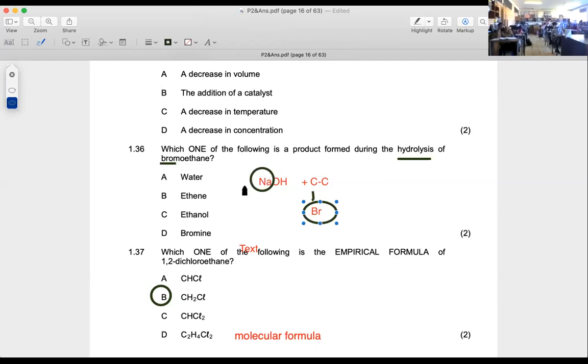So what is the obvious thing that's going to happen? Na and Br are going to get together, and they're going to form sodium bromide. And then your OH is going to join where the bromine came off. So let's see, which one of the following is a product formed during the hydrolysis of bromo ethane? Okay, is ethanol formed? Is water formed? No, sodium bromide is formed. Is ethene formed? No, that would be an elimination reaction. Is ethanol formed? Yeah, there's your ethanol. That OH is going to join on there, so it must be ethanol.